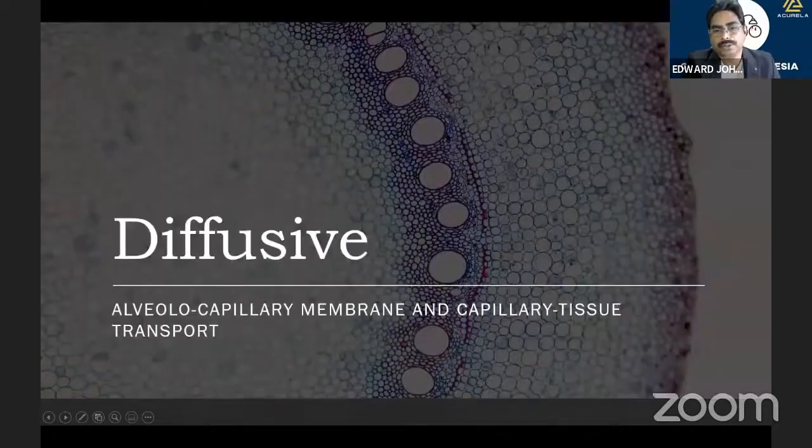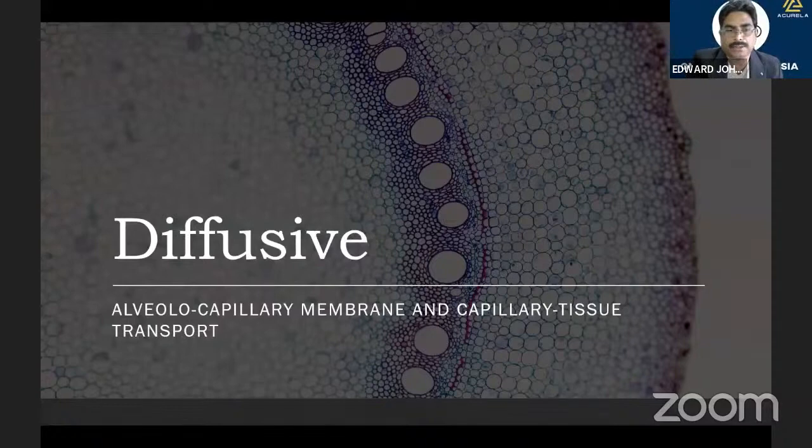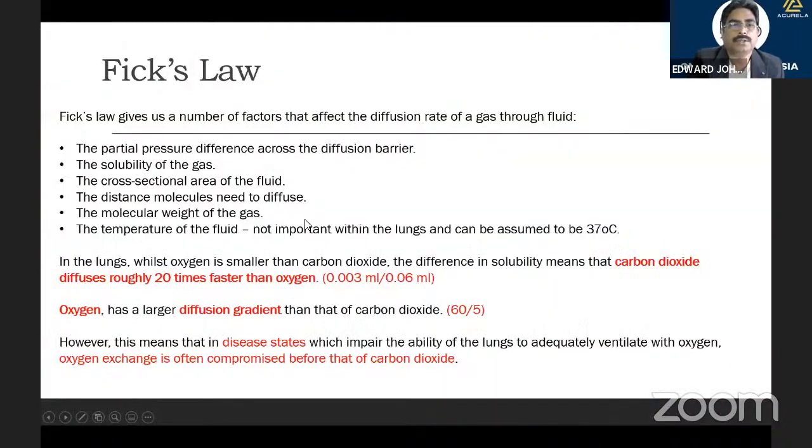So now the oxygen has reached the alveoli. Now it has to diffuse across the alveolar capillary membrane to the plasma. So this is called diffusion. The diffusion obeys Fick's law. What is Fick's law? Fick's law gives the rate of diffusion of a gas through a liquid, and it depends upon the following factors. What are the factors?